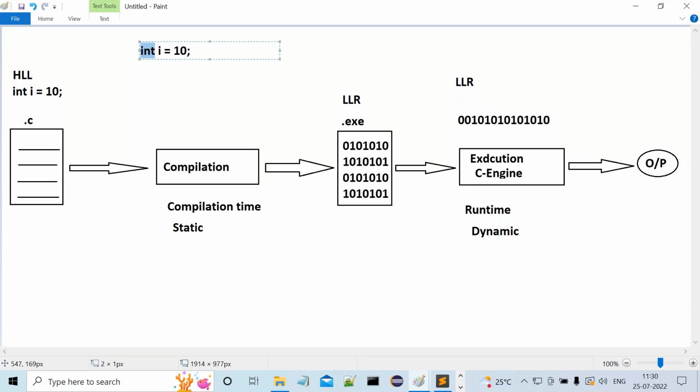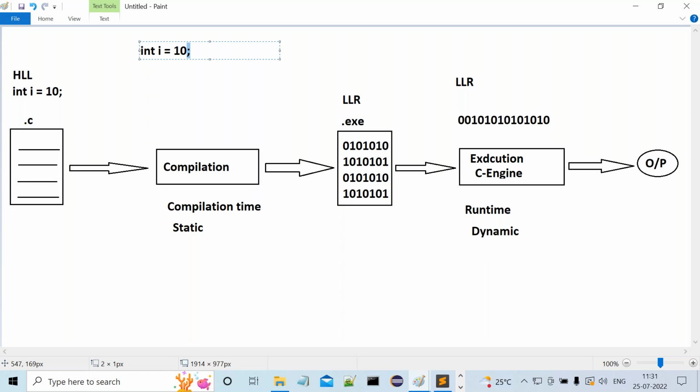Tell me, guys, what is this int actually? Integer, a data type. What is this i actually? Variable. What is this equals sign? Assignment operator. What is this 10 actually? Constant. In other words, we can say this is data. The semicolon is the terminator for our statement; that line will be terminated with a semicolon.